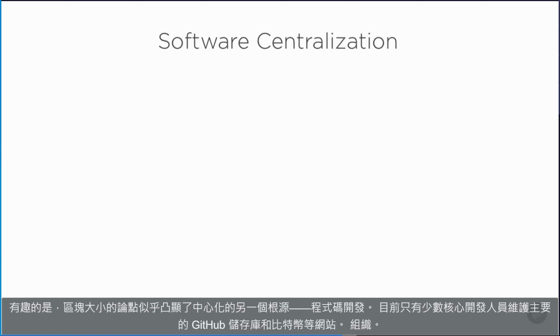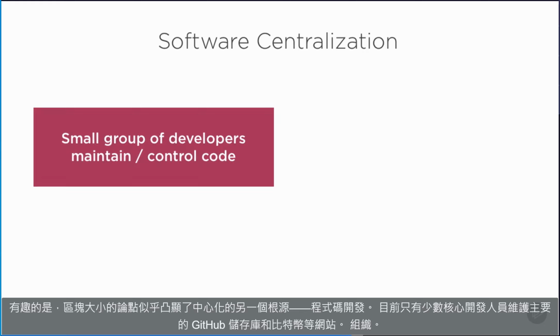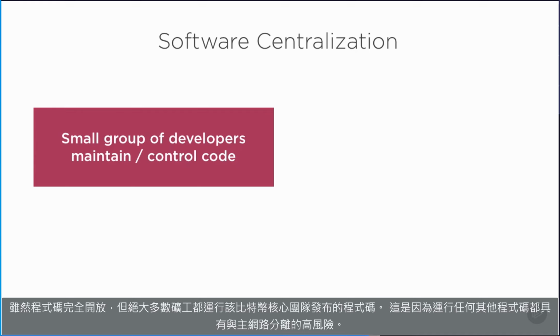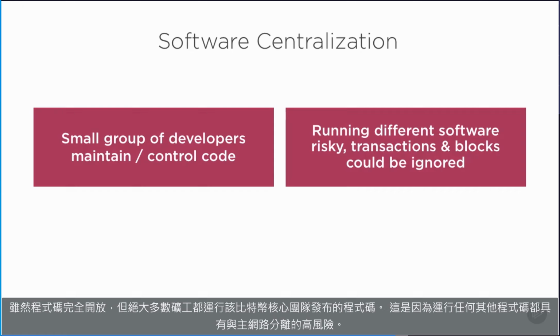Interestingly, the block size debate appears to be highlighting another source of centralization: code development. There are currently only a handful of core developers that maintain the main GitHub repository and websites like bitcoin.org. While the code is completely open, the vast majority of miners run code released by this Bitcoin core team. This is because running any other code has a high risk of being separated from the main network.